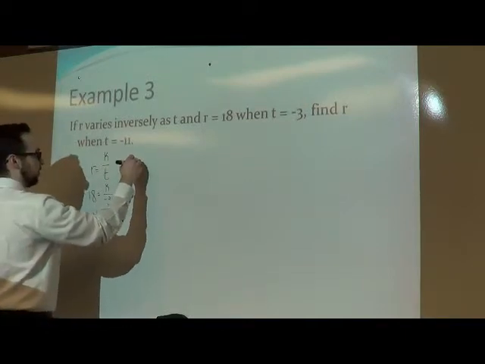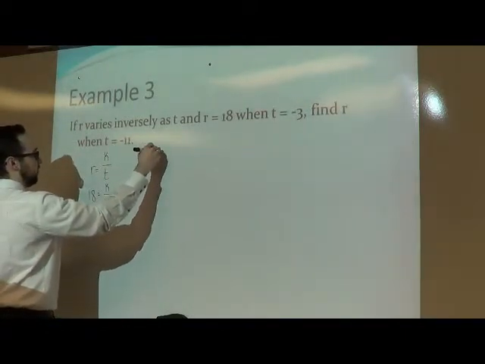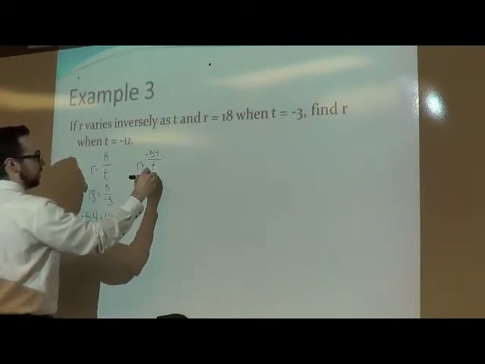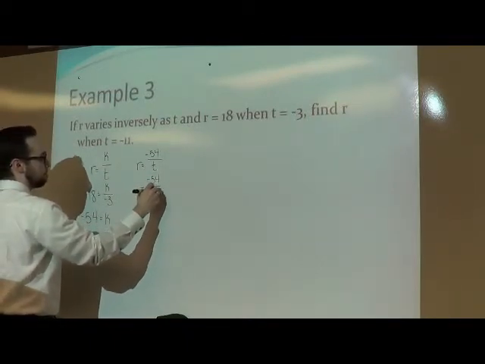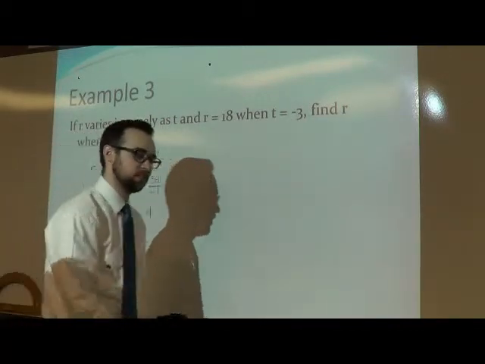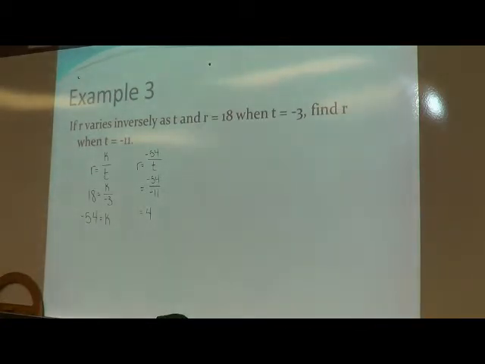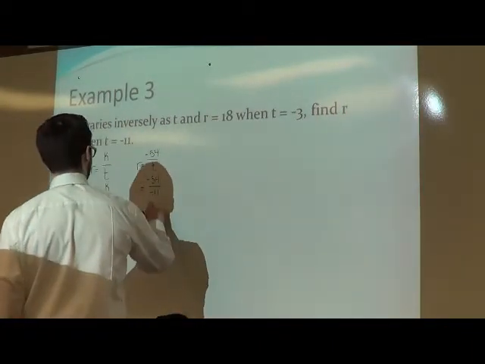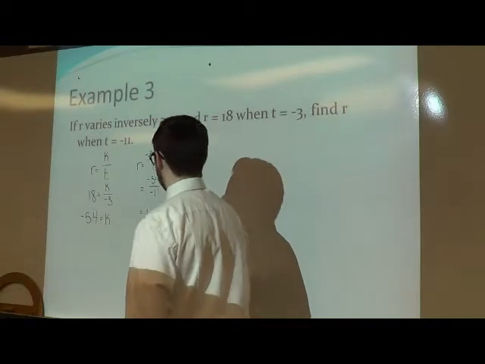So then we go back to this and we say r is going to be equal to negative 54 all over t, or our second t value, which is negative 11, and so that's going to be a positive 4 point, it's going to be very close to 5. It's going to be 4.91. And that's our r value.